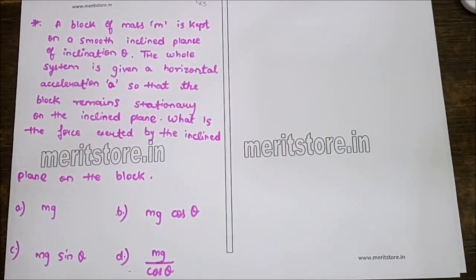A block of mass m is kept on a smooth inclined plane of inclination theta. The whole system is given a horizontal acceleration a so that the block remains stationary on the inclined plane. What is the force exerted by the inclined plane on the block? The options are mg, mg cos theta, mg sin theta, and mg by cos theta.